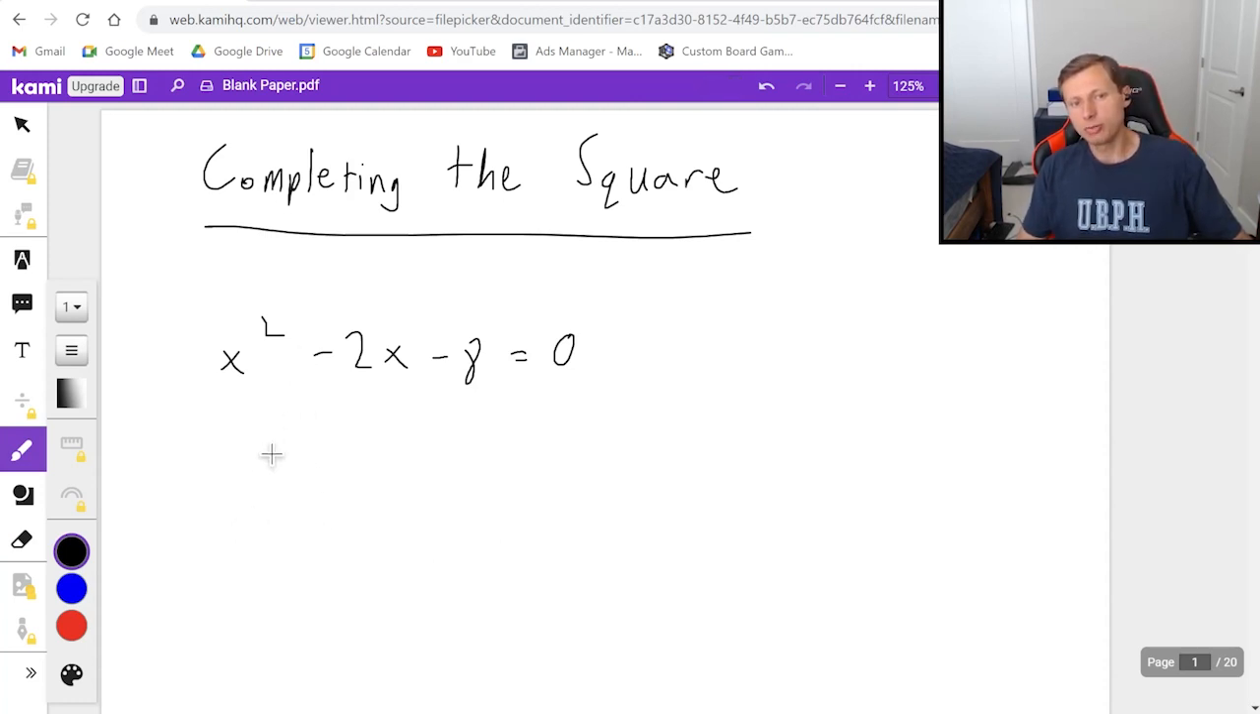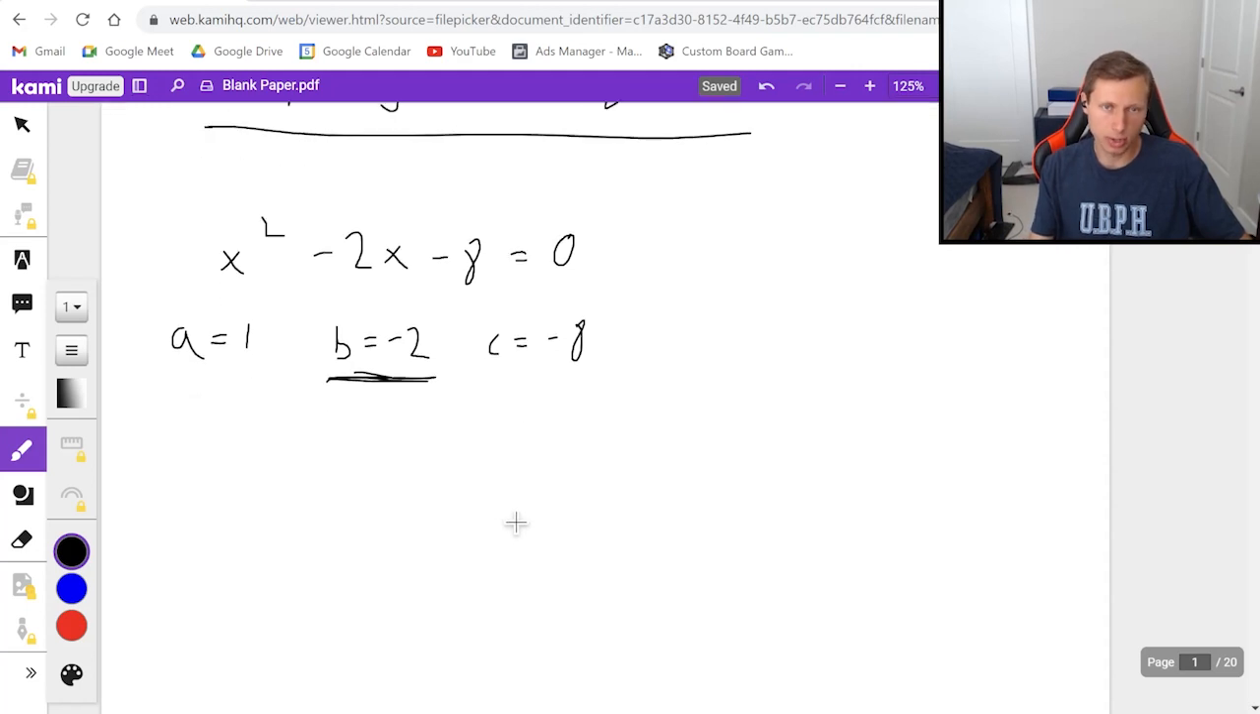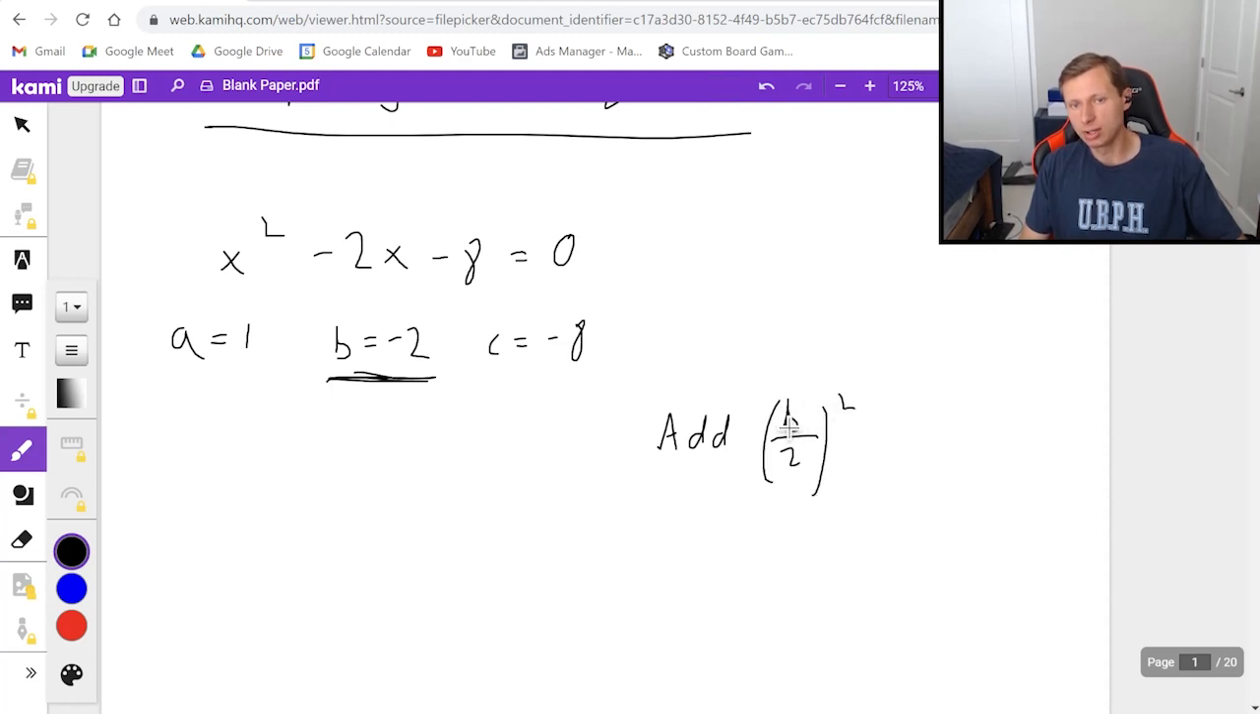So here's what you need to do for completing the square. First, remembering from the quadratic formula here, a is going to be 1, b is going to be negative 2, it's the middle term, and c is negative 8. Now the only term we really care about is b. And the reason why is the first thing you're going to do to complete the square is you are going to add b over 2 squared to both sides.